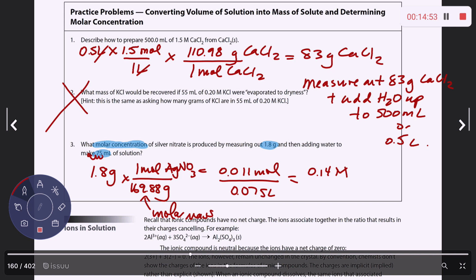But you get the general idea of how there's an extra step in there, because you weren't given moles to begin with, you were given grams. I got to stop.